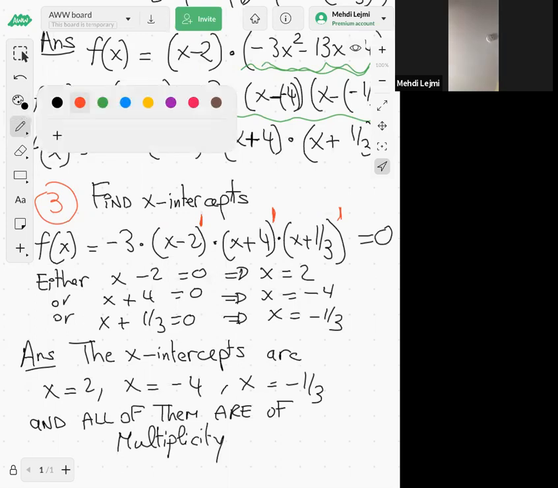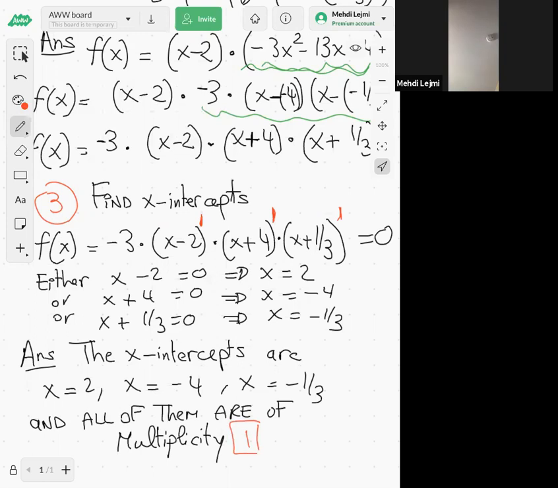Multiplicity 1, right? That's the power here of our factors. All of them have power 1. All right, guys. Any question?